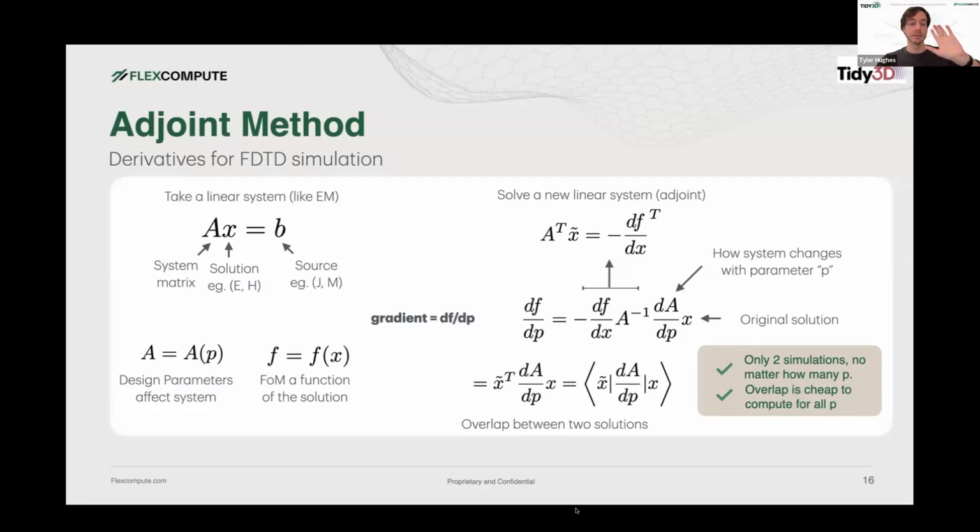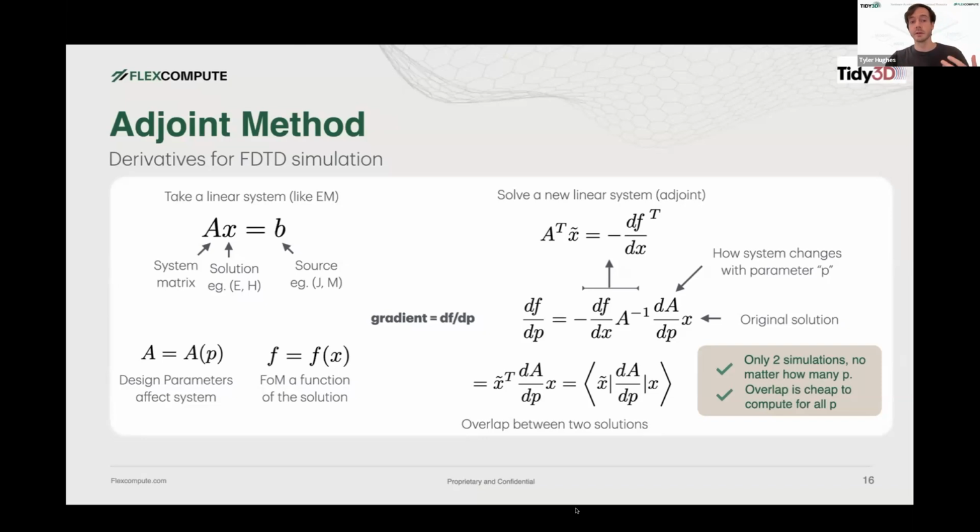So it lets you essentially get an extremely large dimensional gradient, like a million dimensional gradient or more, with just two simulations, which to a lot of people sounds like magic, but if you go through the math, you'll see that it's true. There's still this inner product operation, but it's typically quite cheap, like a summation of the fields over some region.